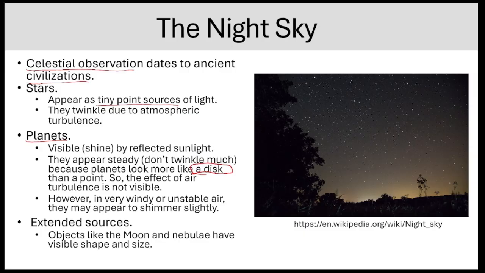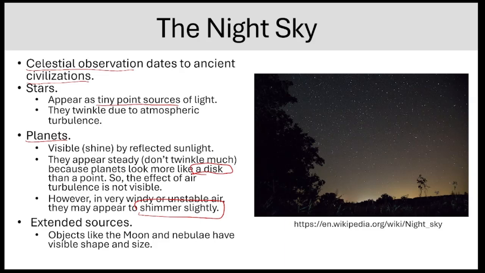in a star, the turbulence effect is less noticeable. So we can say planets don't twinkle much, though on windy nights when the air turbulence is high, they may shimmer slightly.